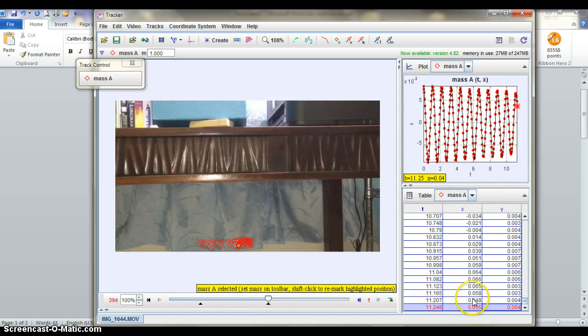By looking at this table, we see the last recorded time of the 10th oscillation, which is at 11.248 seconds. Now, we will use this time and the total number of oscillations we counted and determine the time it takes for one oscillation, which moves from right to left to right again.